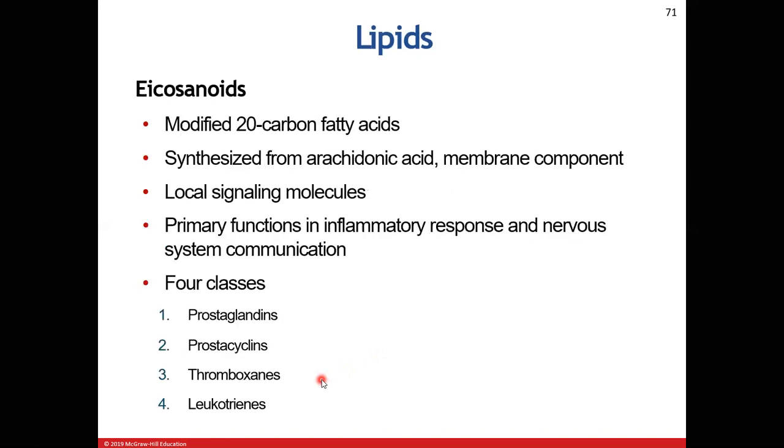Now, eicosanoids, we don't really go into too much depth with these. We kind of get through these pretty quick. They're modified 20-carbon fatty acids. They're synthesized from arachidonic acid. They are a membrane component. They're utilized for local signaling molecules. Their primary function is in the inflammatory response, as well as nervous system communications. And you'll see here we have 4 classes: prostaglandins, prostacyclins, thromboxanes, and leukotrienes. Again, immune response, blood clotting, inflammatory response. So again, all things that are important in that function.